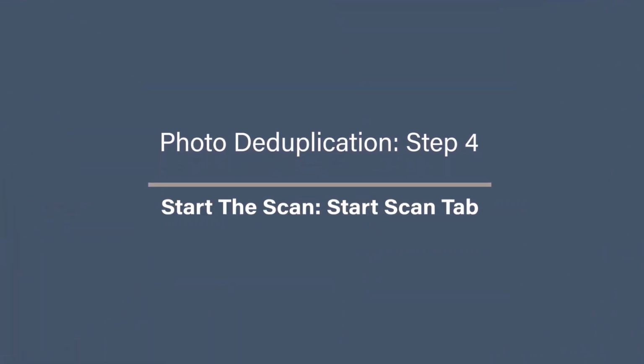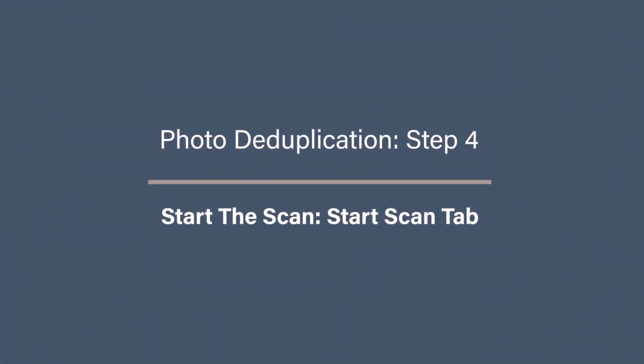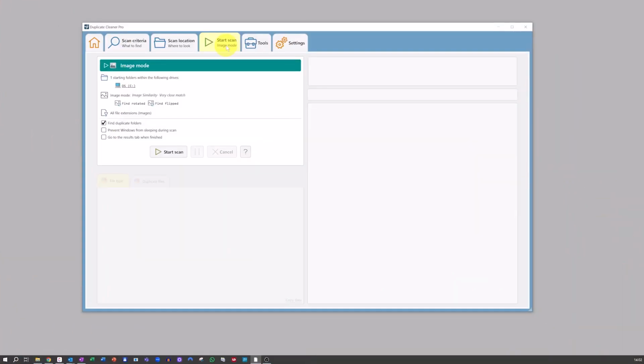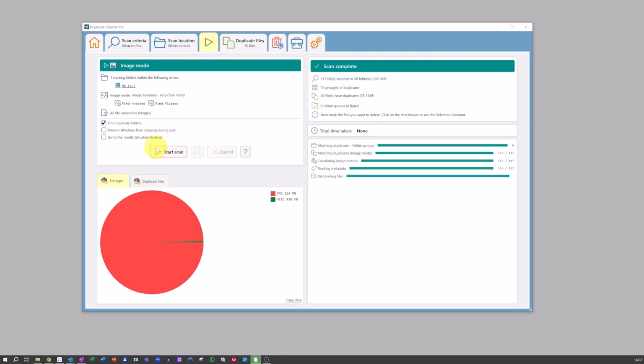Photo deduplication. Step 4. Start the scan. Start Scan tab. In this tab, it's pretty simple. Just click Start Scan. You can see progress and the makeup of the selections that you have scanned.